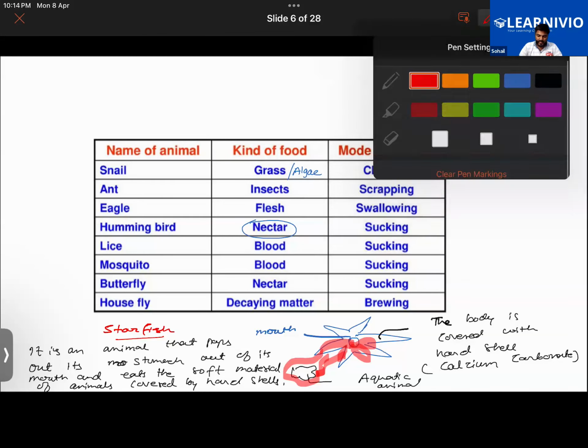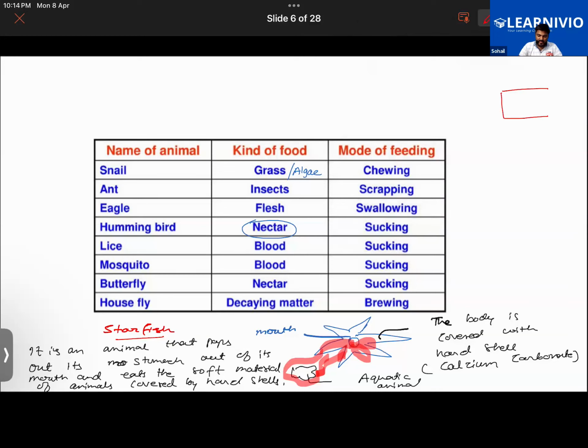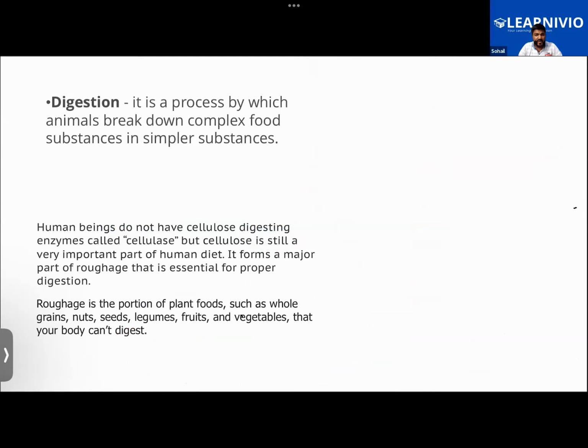Suppose you want to cook something. You have one utensil, and whether you want to boil rice, milk, or eggs in it, several things can be done in the same utensil, isn't it? Like this saucepan in which different food items can be cooked. But that doesn't happen in the case of digestion in humans. The stomach has some particular function to perform. Our intestine has some particular function to perform. So work has been divided for efficiency.